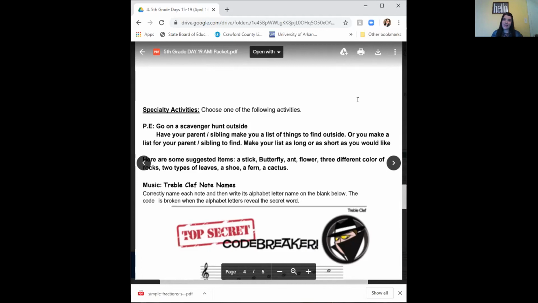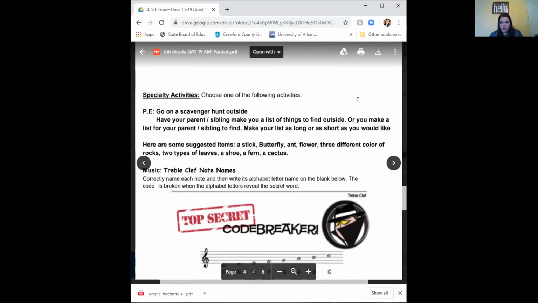So you could put like leaves, a leaf, a flower, a pine cone, anything like that that they can go outside and find on a scavenger hunt. So that's if you choose to do PE today. And it said here are some suggested items. It gives you suggested items of things that you can put on that scavenger hunt list: a stick, butterfly, ant, flower, 3 different colors of rocks, 2 types of leaves, a shoe, a fern, and a cactus. So that just gives you examples of things that you can have them find. And they'll just check them off as they find them outside.